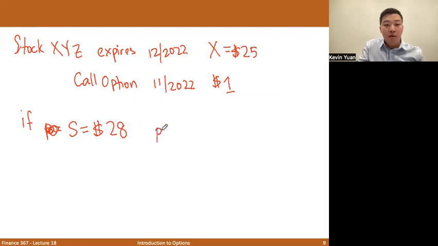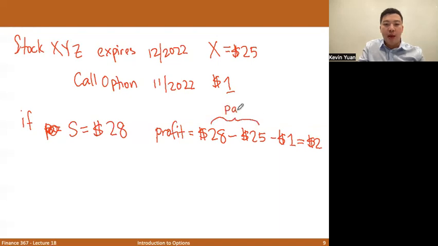So your profit would be $28 minus $25. And what else do you have to do? Well, you paid $1 for it, right? So minus $1. So it'd be 3 minus 1, so that's a $2 profit. Okay, they often denote this, you'll probably see this in the book, as the option's payoff. But if you want the total profit, you have to include what you actually paid for it. And that's where that minus 1 comes in.